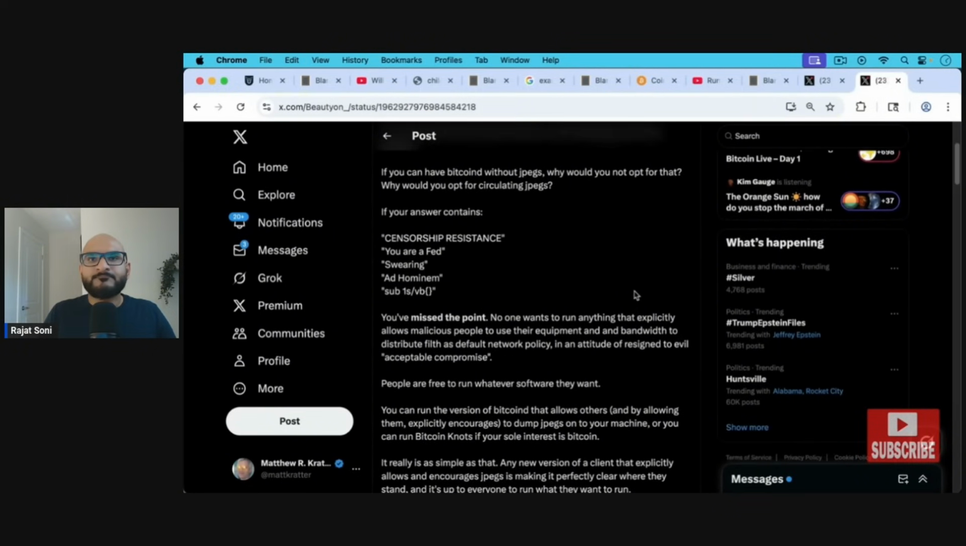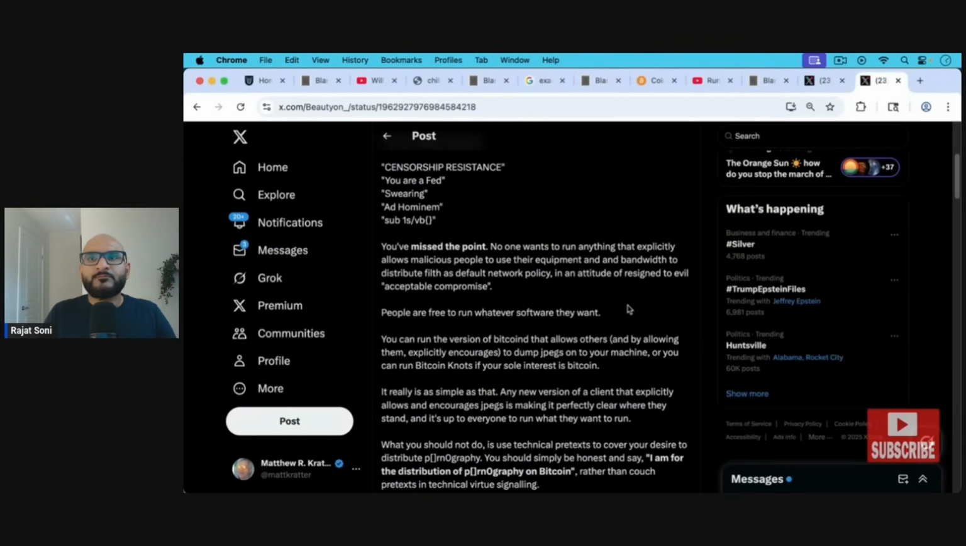People, of course, are free to run whatever software they want. You can run the version of Bitcoin software that allows others, and by allowing them, explicitly allows others to dump JPEGs onto your machine, or you can run Bitcoin Knots if your sole interest is Bitcoin. It really is as simple as that. Any new version of a client that explicitly allows and encourages JPEGs is making it perfectly clear where they stand, and it's up to everyone to run what they want to run.